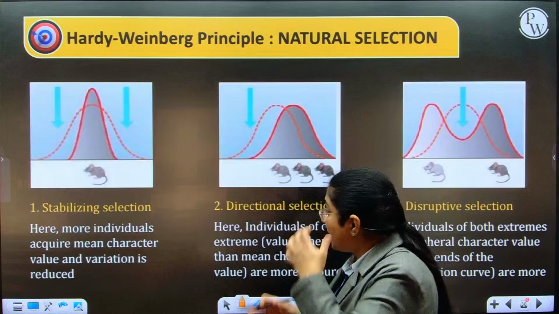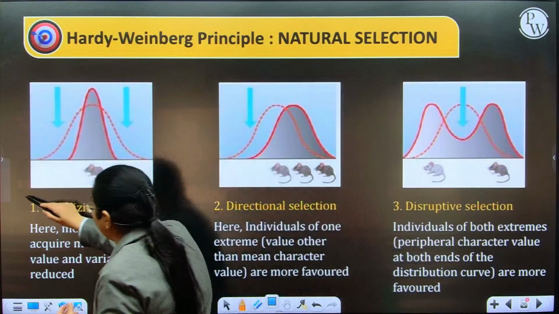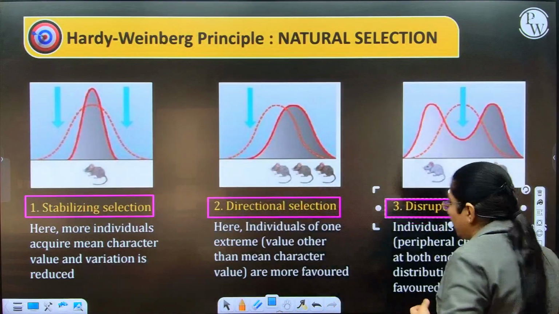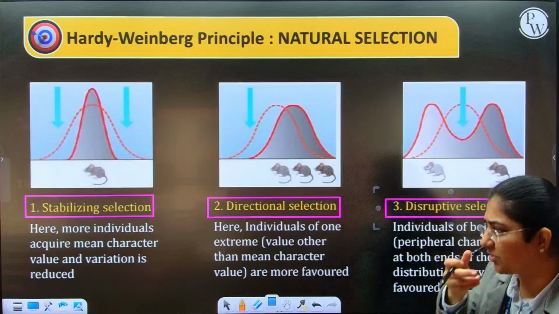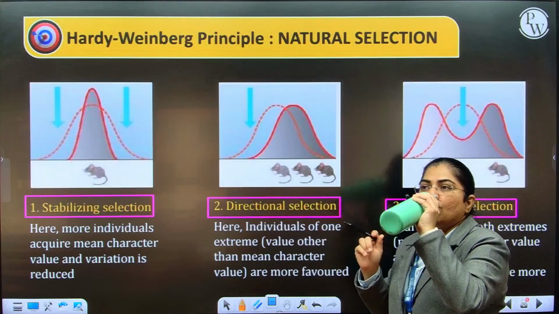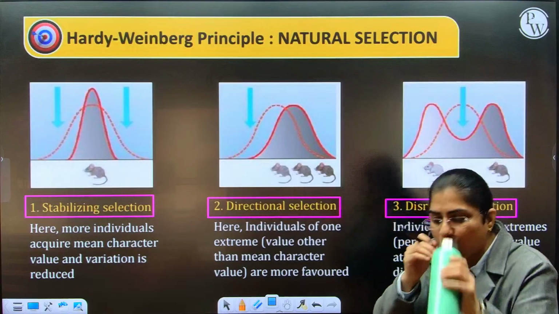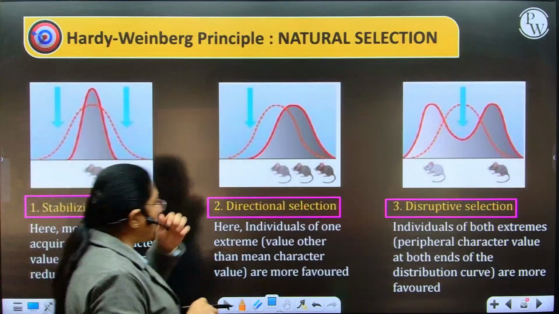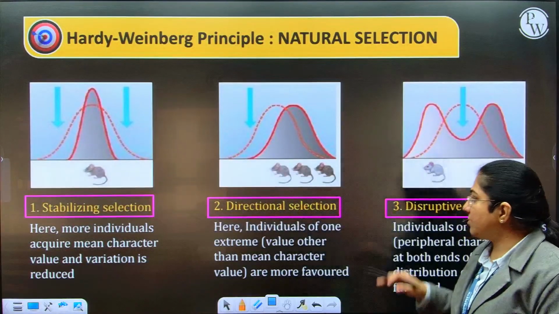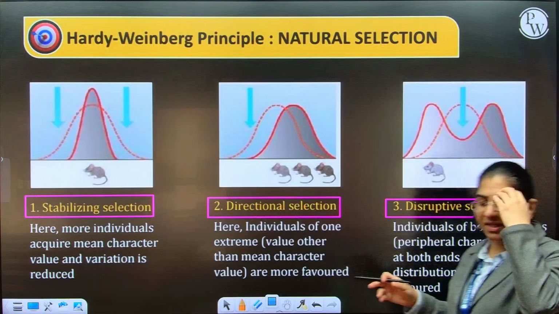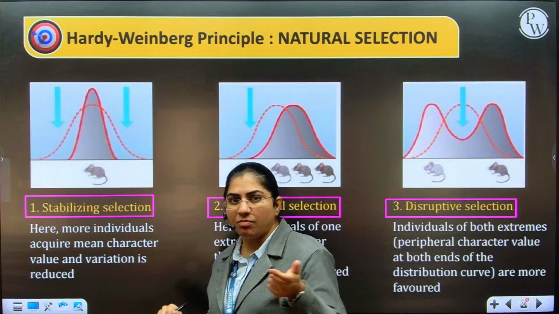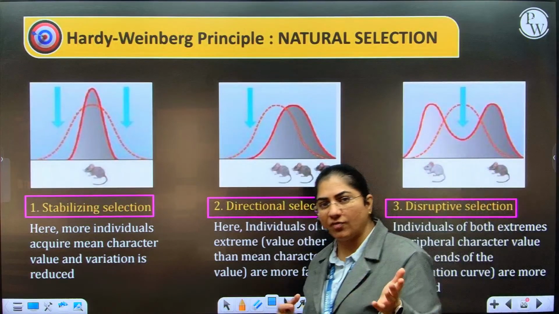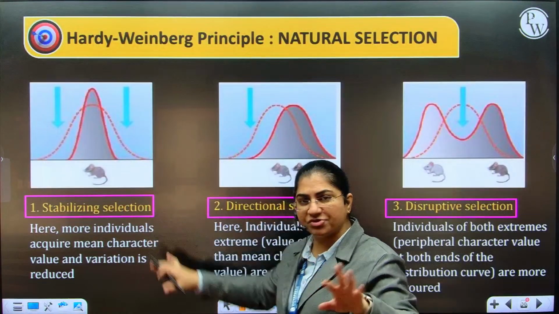So let us see. There will be 3 types of natural selection: stabilizing selection, directional selection, and disruptive selection. Just give me a second, please. When we are talking about stabilizing, directional and disruptive selection, we'll also take one example. I'll give you an example and we'll take up one small question which I have framed for you all. This has come in the NEET, and one numerical which we will do, which will help you.